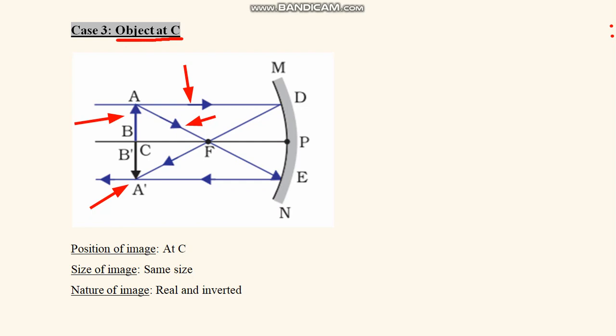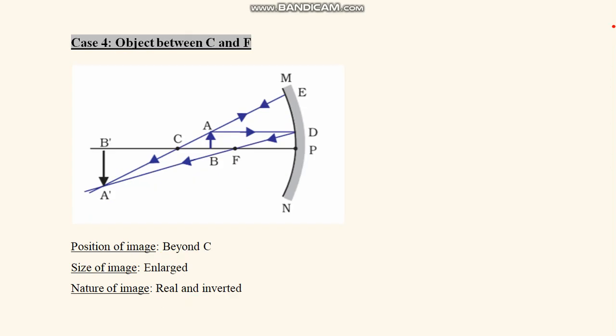And similarly, we can draw the full image, that is A dash B dash is the full image of the object AB. We can see here that the image is formed at the same point, that is at the center of curvature. Image is also of the same size. Image is still real and inverted since it is forming by actual intersection of the reflected rays.